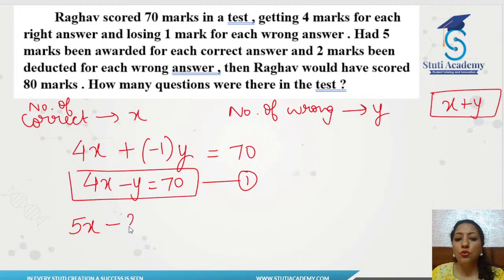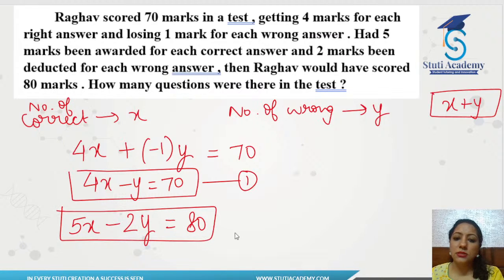So he is going to lose 2 marks for every wrong answer. We have y number of wrong answers. So minus 2y will be deducted for all the wrong answers. So he is going to get 80 marks. This is the second equation. Now we are going to solve this using the elimination method.